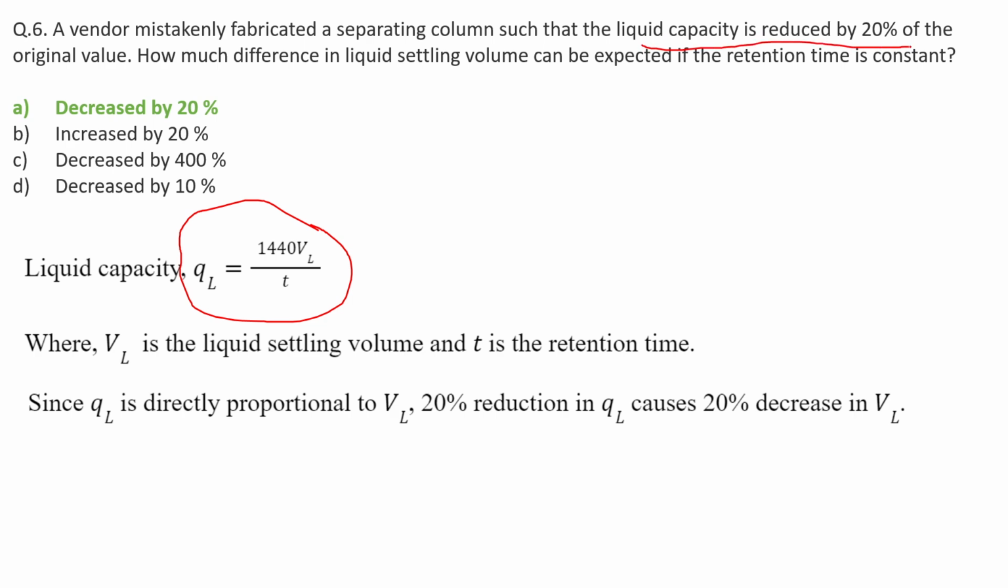Now, it is said that the vendor mistakenly fabricated a separating column such that liquid capacity is reduced by 20% of the original value. So if the liquid capacity is decreased by 20%, then since it is directly proportional to the liquid settling volume, this will also decrease, and retention time will increase, as it is inversely proportional. So when we directly proportionate QL to VL, if QL is reduced by 20%, then in VL also there will be a 20% decrease. So option A is the correct answer.